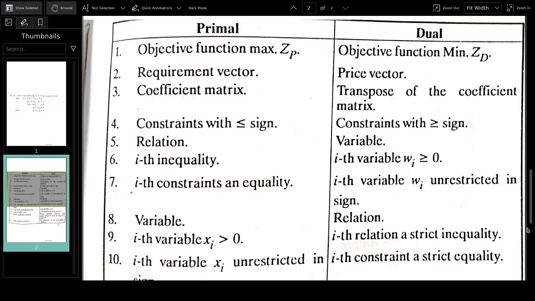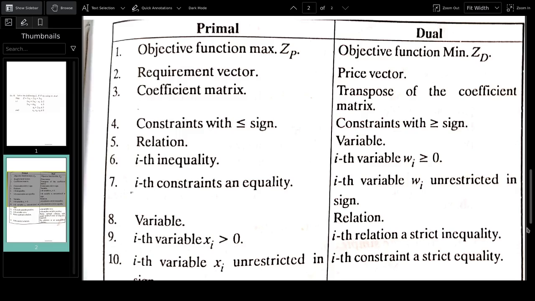Next, number 4 point is what? Constraint with sign what? Less than or equal to. Why? Because objective function is maximization. Then all constraint sign should be what? Less than or equal to. In case of dual, constraint sign is greater than or equal to. Next one is primal, this is the relation, and dual, this is the variable. Next one is what? In primal, this is the ith inequality, and in case of dual, this is the ith variable.